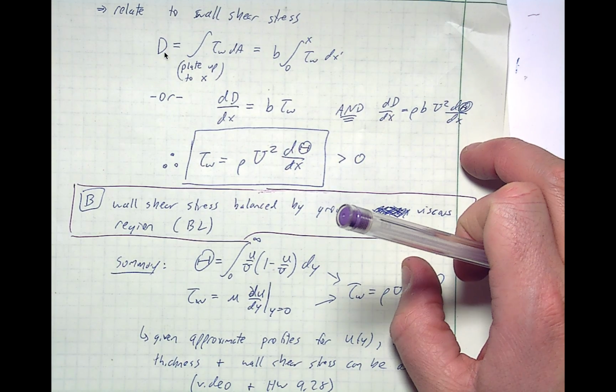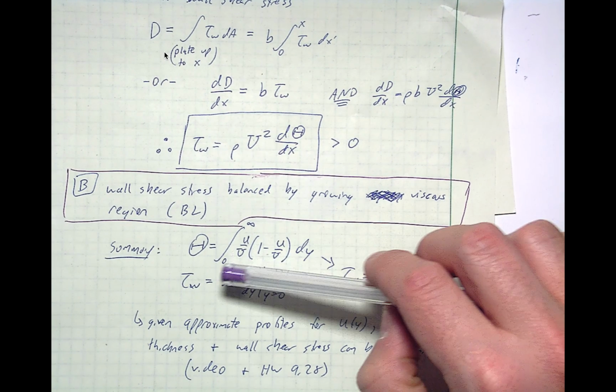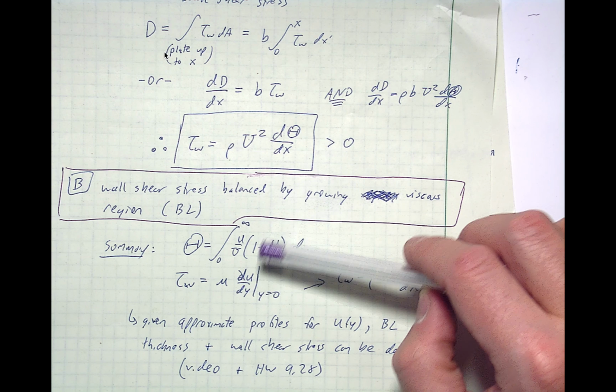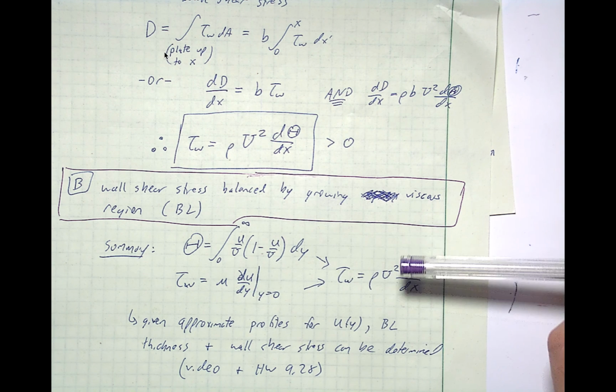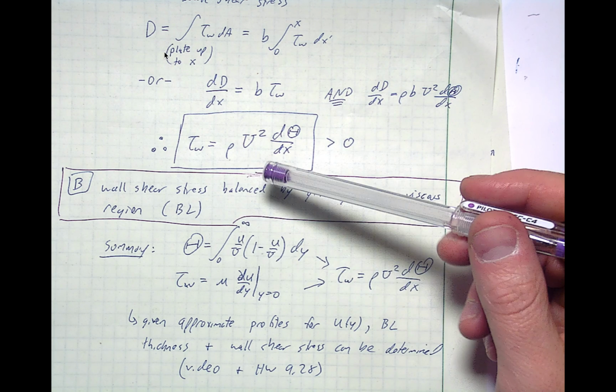So if we summarize, we have our momentum thickness defined this way, we have our wall shear stress defined this way. Once we know or have an approximate velocity profile, we can then relate the two with this, the momentum integral boundary layer equation here.